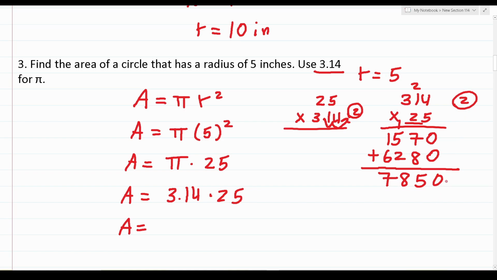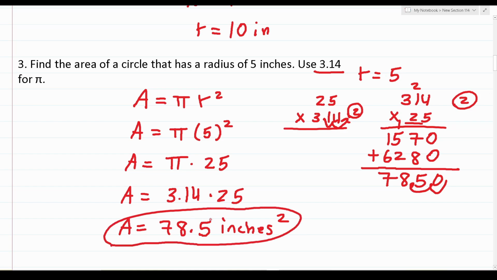Bring our 2 decimals back in. 1, 2. So the area of this circle is 78.5 inches. And of course, that's squared.